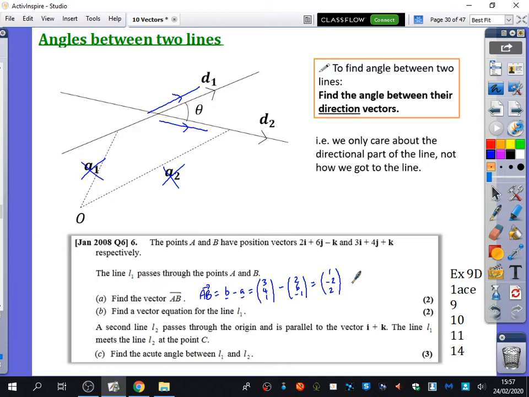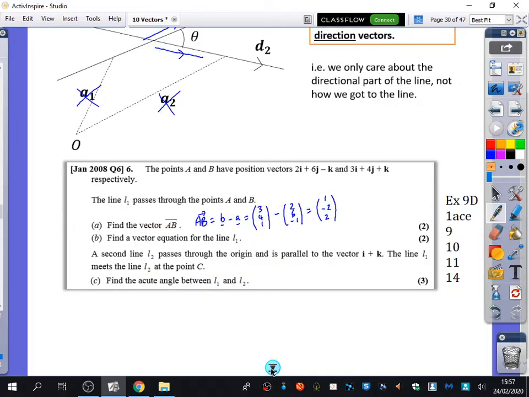Part B then says, find the equation of the line. Okay, well this is baby stuff, right? What's the equation of the line? R equals either of those. So let's do the first one that my eye looked at, 2, 6, minus 1. And then AB, 1, minus 2, 2. There's an equation of the line.